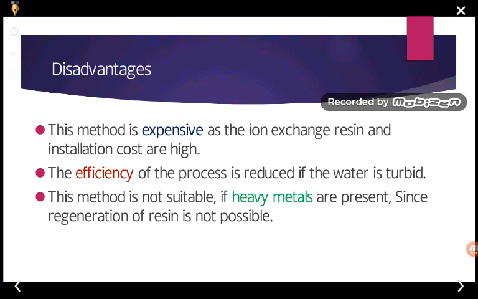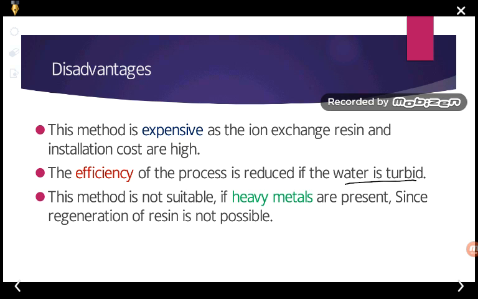The second one is that the efficiency of the process is reduced if the water is turbid. In this process, turbid water cannot be utilized for the removal of hardness. If turbid water is utilized, then its effectiveness is reduced. So this process does not support turbid water, and if it is utilized, the removal of hardness is not so efficiently carried out.